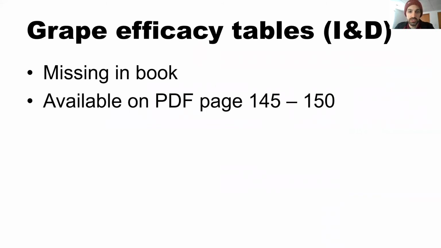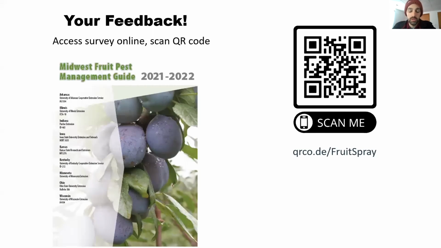Unfortunately, the insect and disease efficacy tables did not get included in the printed guide, but you can go online, and I'll put a link in the show notes for that. Go online, print out pages 145 to 150 and add them to your book, and we'll make sure that gets corrected next year. We would love to have feedback.